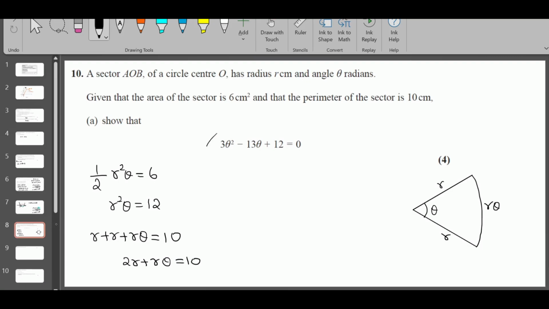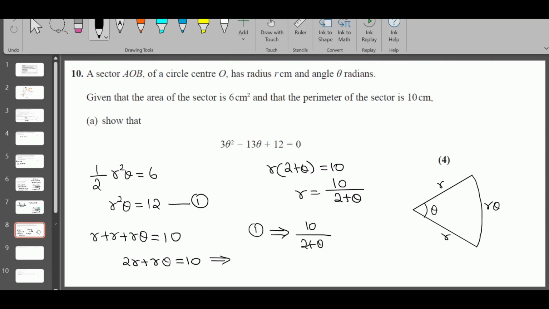They want us to frame this equation in terms of theta. So we need to combine them and get rid of r. From here, we can write it as r times 2 plus theta is equal to 10. So r is 10 over 2 plus theta, right? Take it as equation 1. So from equation 1, replace r by this. 10 over 2 plus theta whole square times theta is 12. And then expand it, simplify, you will get the equation.